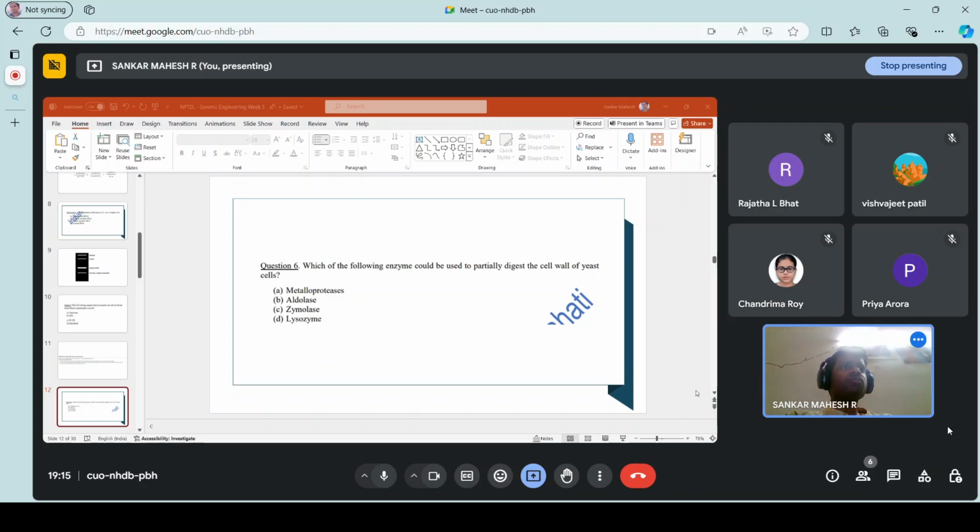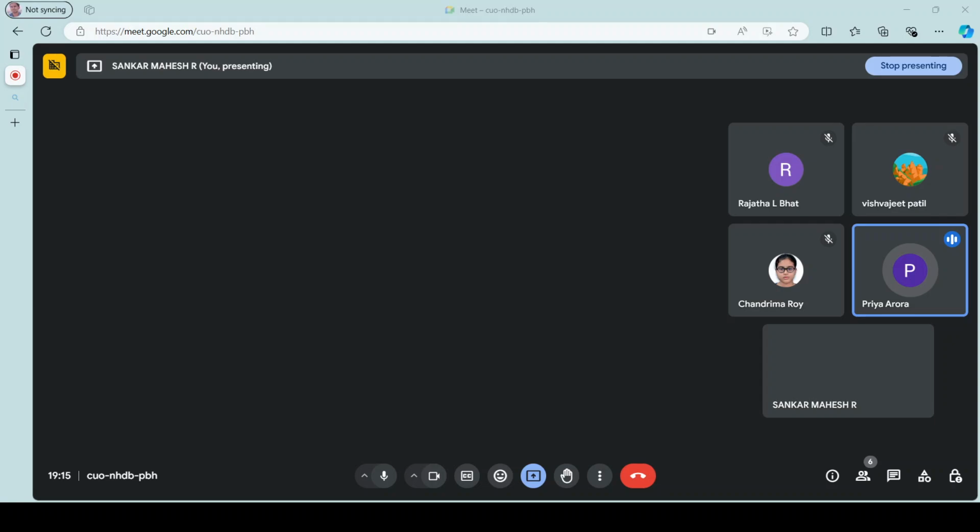Priya, do you want to try? Zymolase partially digests the cell wall and makes spheroplast. What is it? It's basically the yeast cell without the proper cell wall, I guess. Okay. I don't know what spheroplast is, but yes, it digests the components of your cell wall.